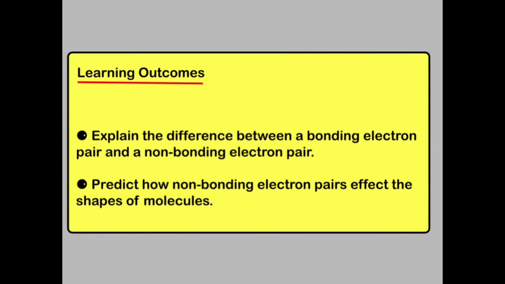So you should now be able to explain the difference between a bonding electron pair and a non-bonding electron pair, and you should be able to predict how non-bonding electron pairs affect the shapes of molecules and polyatomic ions.